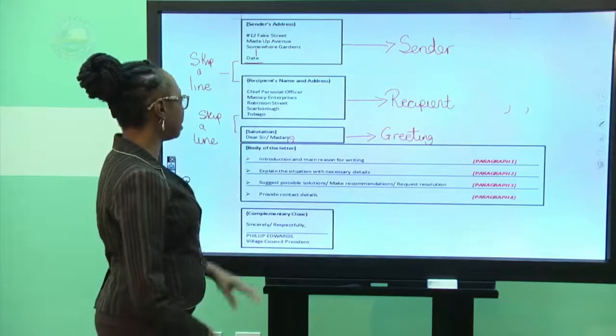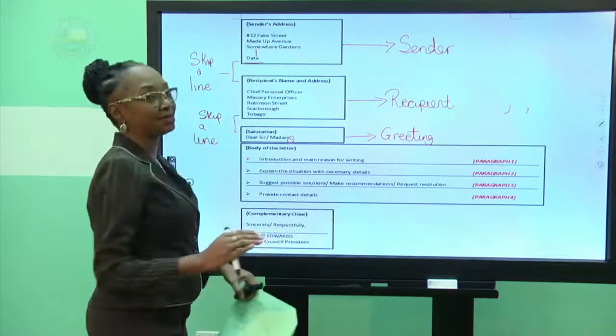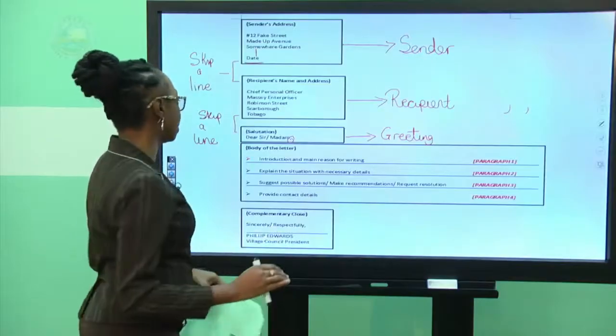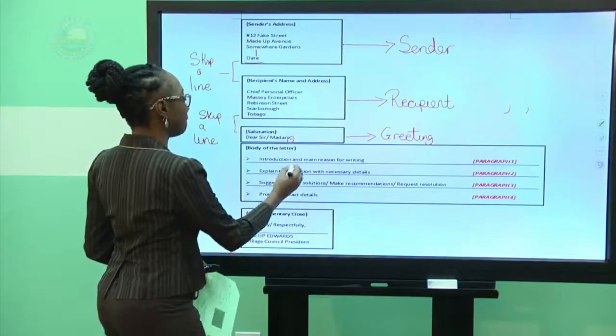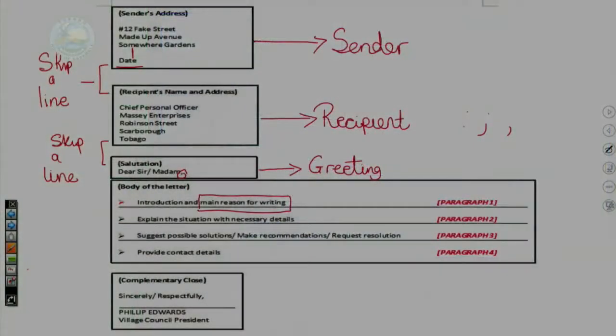So what we have here, the first part of the body, and this body, don't write it as one block. We need our paragraph structures. So you want the introduction with your main idea for writing. You should indicate why you're writing this letter. What is your purpose for writing this? Are you complaining about something? Are you requesting something? Are you asking for permission to do something? Are you apologizing? And there are different reasons to write formal letters, but in your introduction, that reason must be clearly stated.